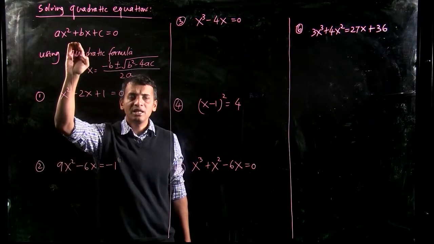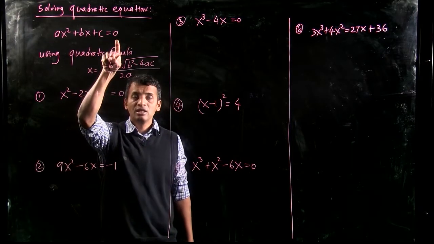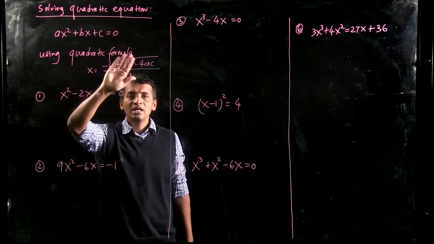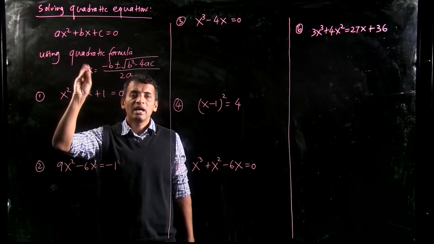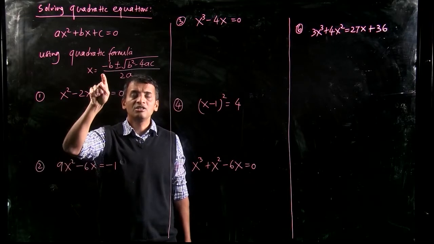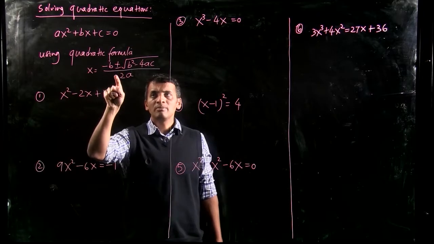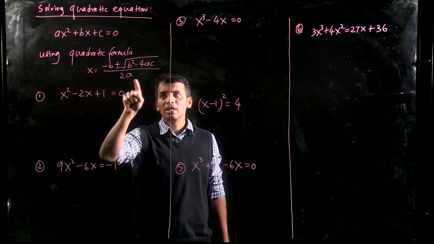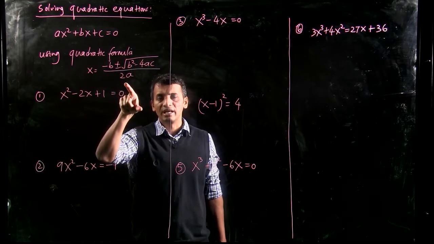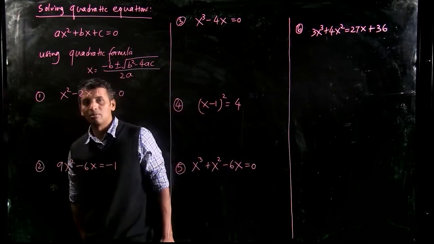If you see any equation of this form, make sure there is 0 on the right hand side. If there is a non-zero term on the right hand side, you should bring that to the left and make the right hand side 0. If that is the case, then this is the formula you will be using: x equals negative b plus or minus the square root of b squared minus 4ac, over 2 times a. This is the formula we use. We'll see some examples on how to do this type of problem.